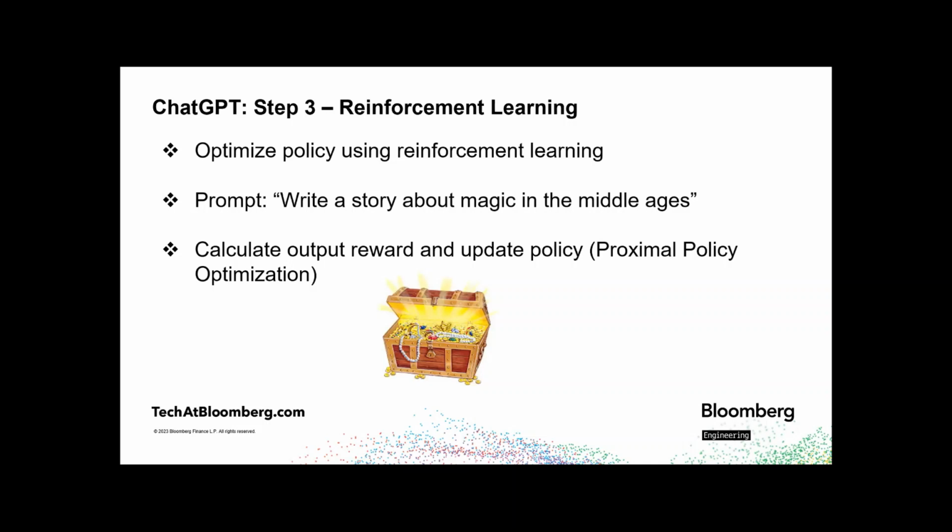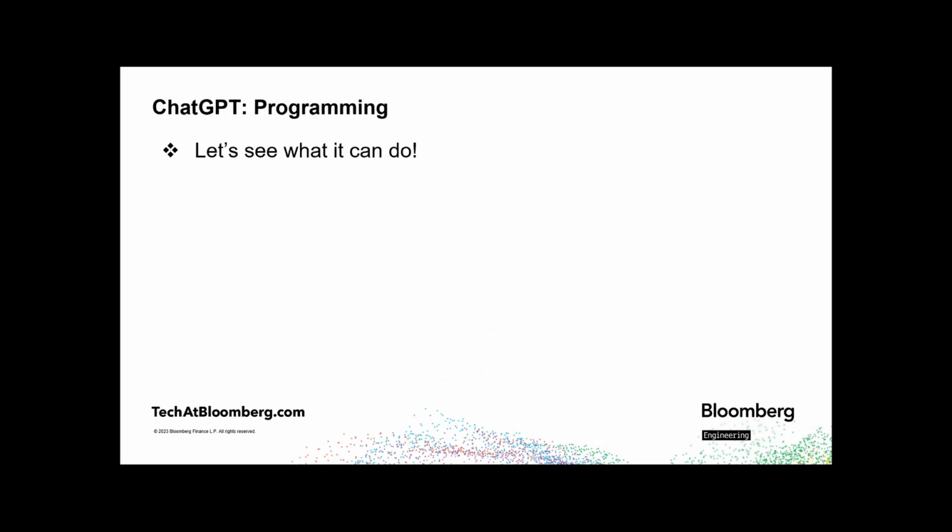Finally, completely automated reinforcement learning is the last step of the process. This calculates the output reward and updates the policy. This is using an algorithm called proximal policy optimization. You can look up the details of how that algorithm works, but it minimizes loss while maximizing the gain for coming up with the correct result. And this is how ChatGPT works.